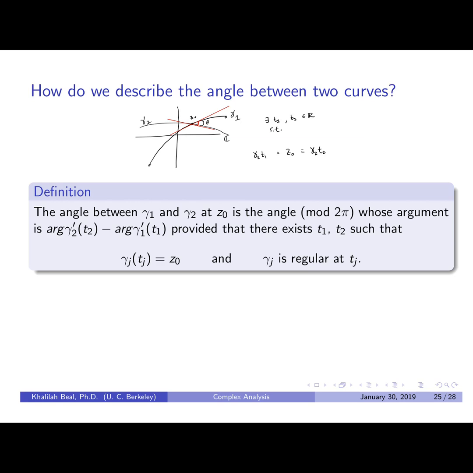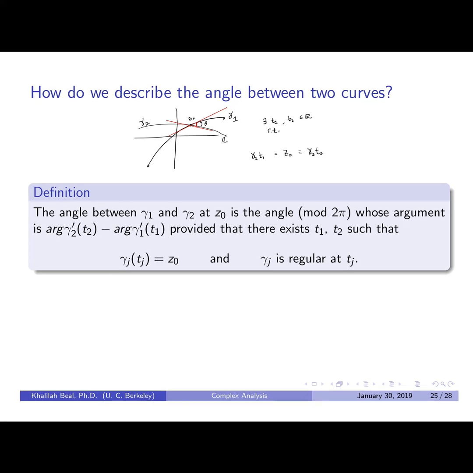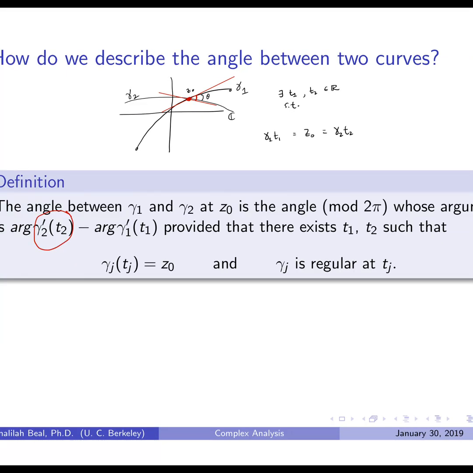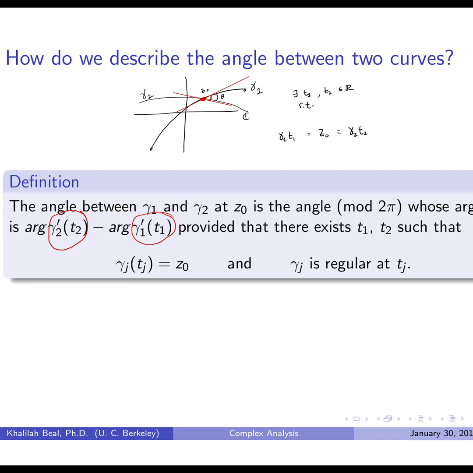Now let's look here in this definition. The angle between gamma 1 and gamma 2 at Z0 is the angle whose argument is the argument of gamma 2 prime at T2, right? So we want to say take the angle here minus the angle of gamma 1 prime.